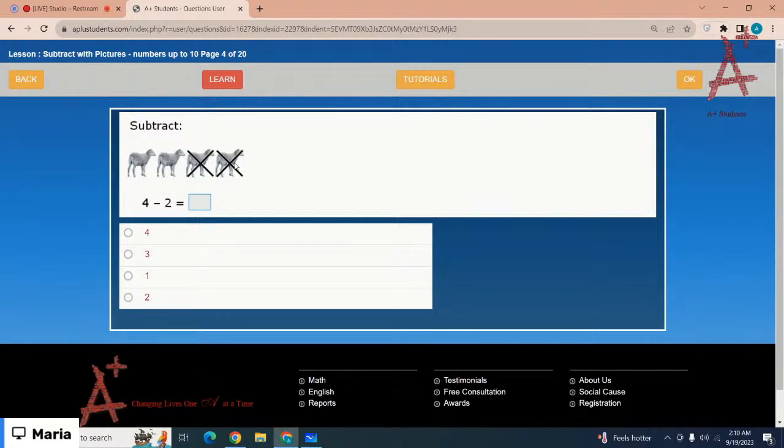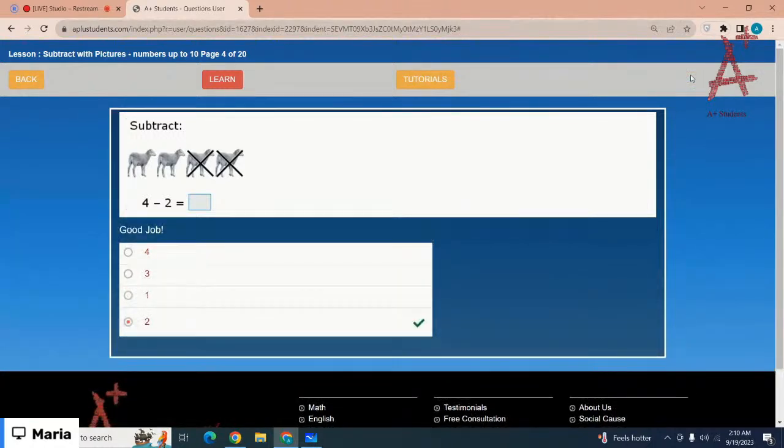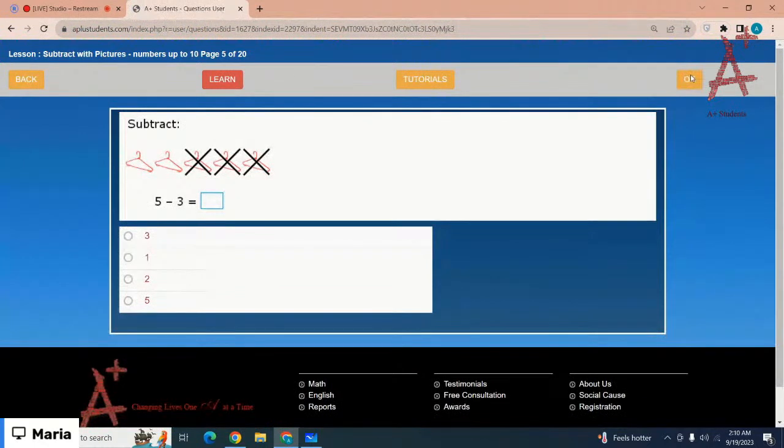Very good. You have to count the ones that are not crossed, right? So you are left with just 2 of the sheep, right? So 4 take away 2 equals 2, right? If you already know the answers, you can write down the answers in the chat box, right?